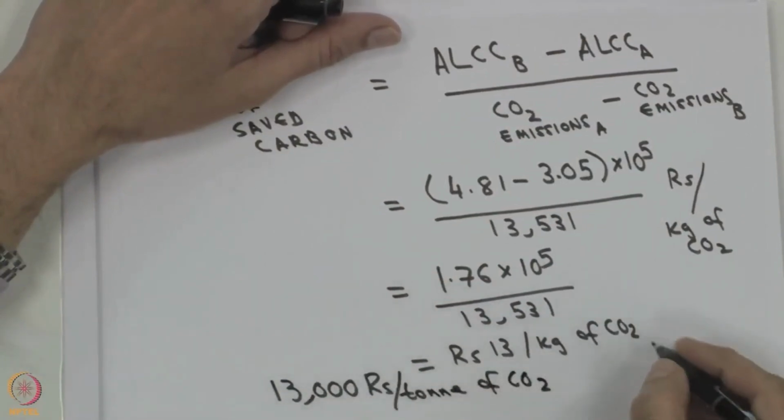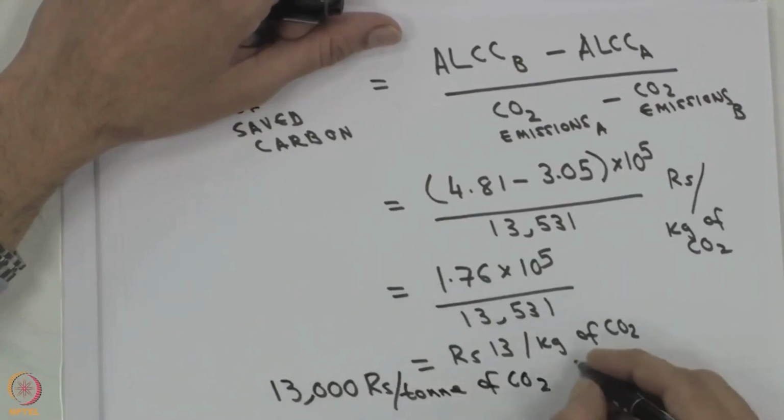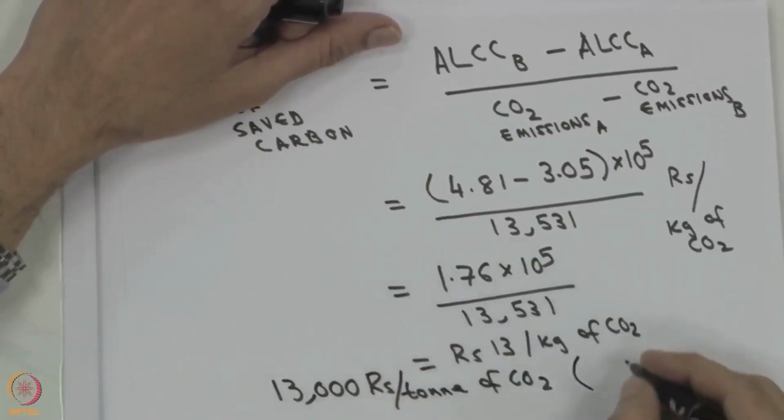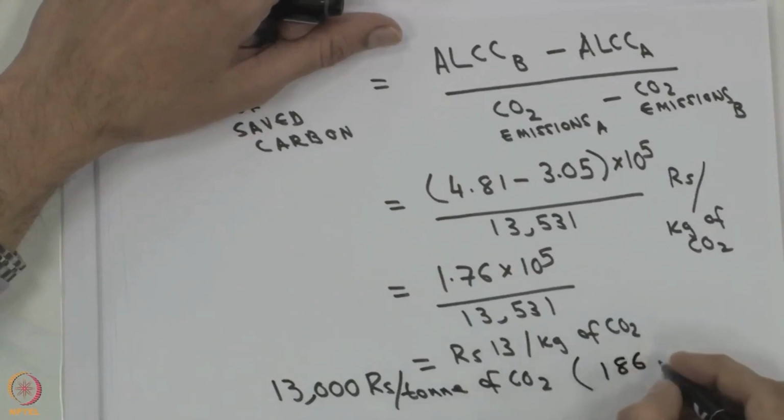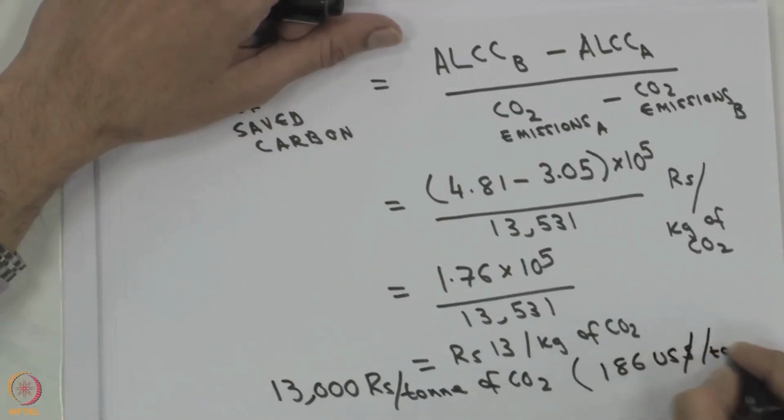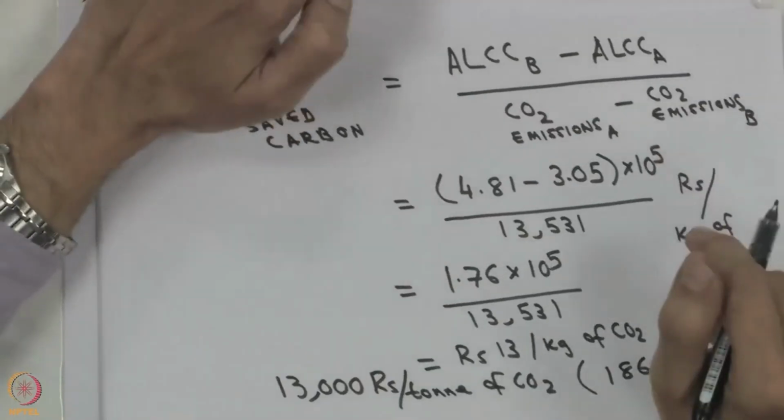And if you convert this to US dollars, dividing by 70, you will get about 186 US dollars per ton. And you can compare that with the carbon credits or the carbon price. You find the carbon price is actually much lower. This is a relatively high value.